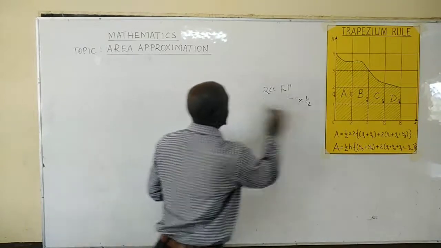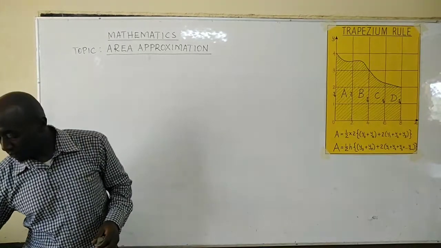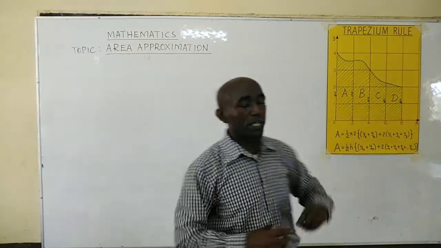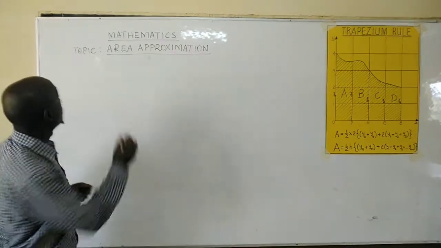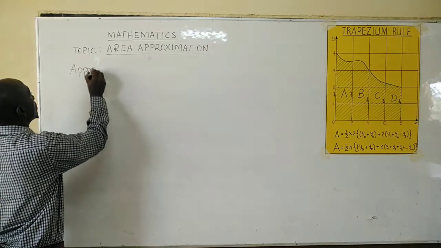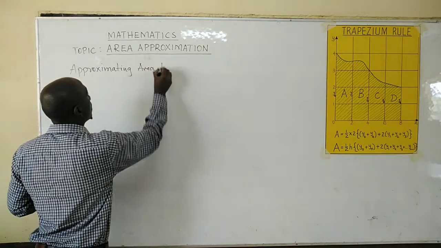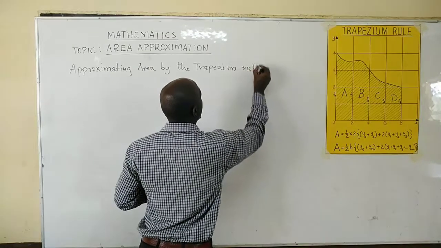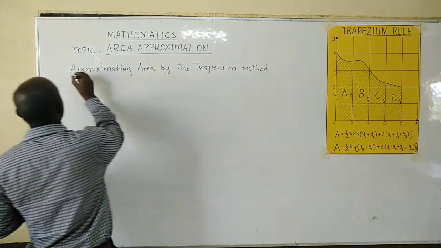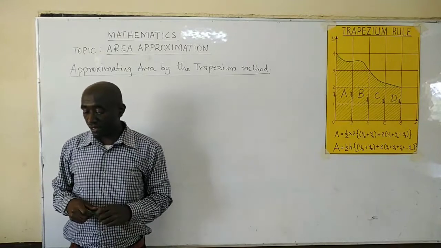I will go to a method called the trapezium rule or the trapezium method. So that is what we are going to learn today, approximating area by the trapezium method. Approximating area by the trapezium method. The trapezium method is also called the trapezium rule.